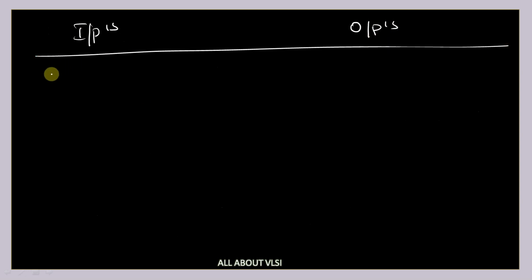So by this logic, we are going to write down our truth table with inputs at the left hand side and outputs at the right hand side. What are the inputs we have? I0, I1, I2, and I3. And what are the outputs we have? Y1 and Y0 are the outputs.